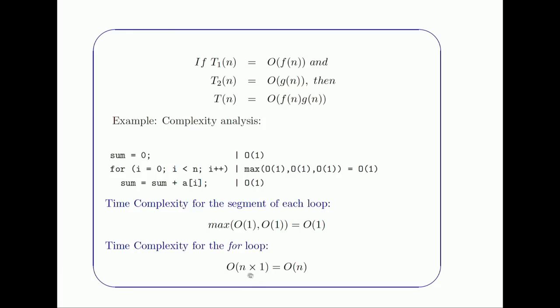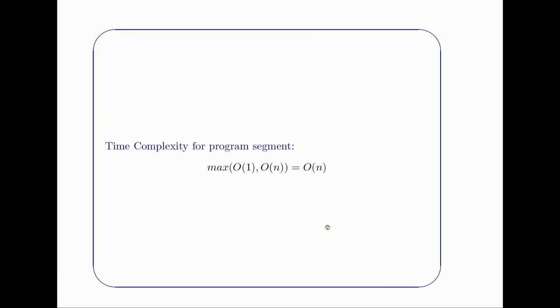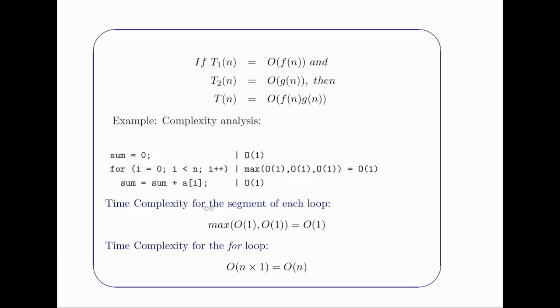So, the time complexity for the segment of each loop is order 1, but the time complexity for the entire for loop becomes order of n into 1, because it is executed n times, and the total time complexity of this algorithm is order of n. And before that we also had this order 1 statement here.